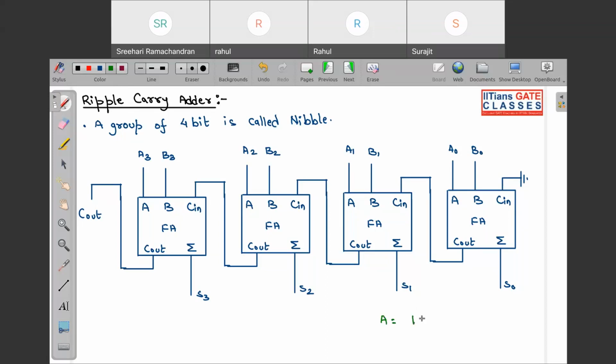Suppose A is equal to 1101 and B is equal to 0101. A group of 4 bits is called a nibble, so I have written that over here. At T equal to 0, this is known as a binary parallel adder because all the bits are applied simultaneously. Here A0, B0 is 1 1, A1, B1 is 0 0.